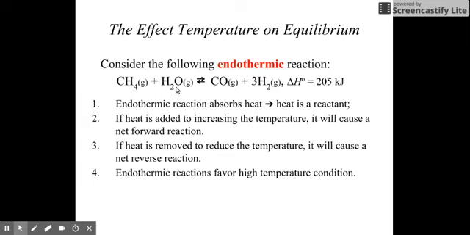So that's it. That's how easy it is to predict the position of the equilibrium. How will it minimize the effect of adding or removing heat either to an endothermic or exothermic system?